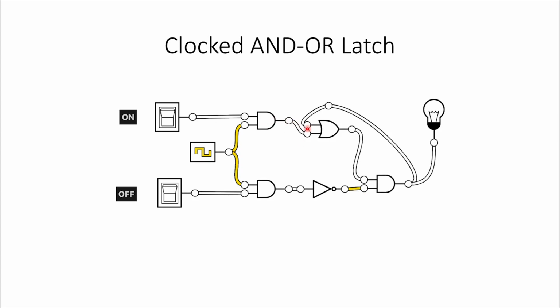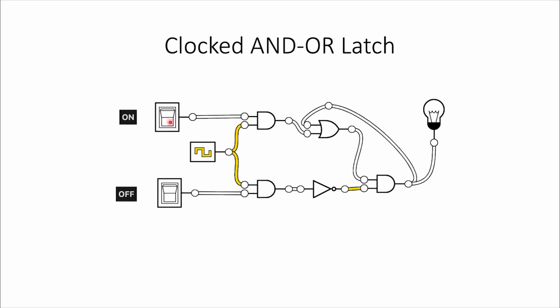But now the inputs, instead of being on and off, are AND gates, which take in on and off, but also take in a clock. And as you can tell, the clock, when it's on, lets the signals from these two switches flow through the AND gate, and when it's off, it does not let them flow through the AND gate.